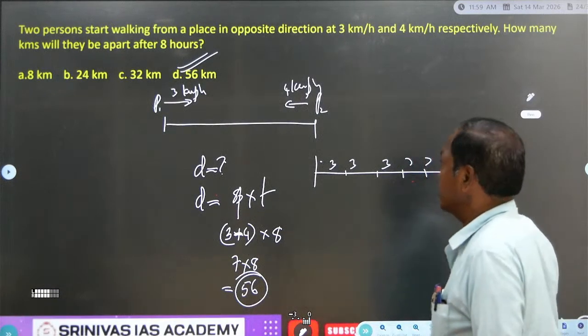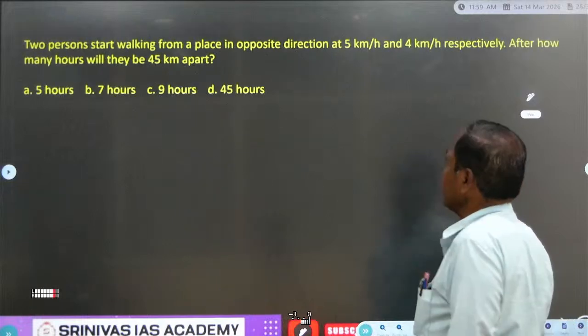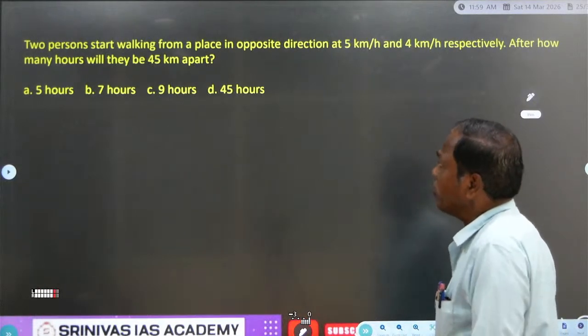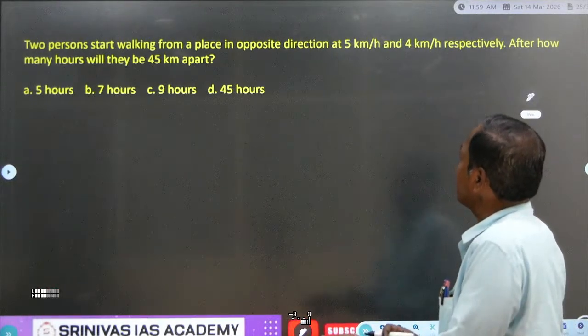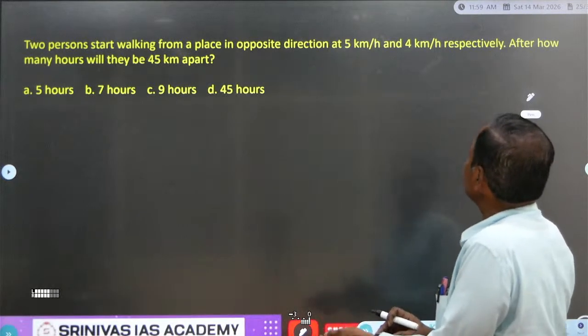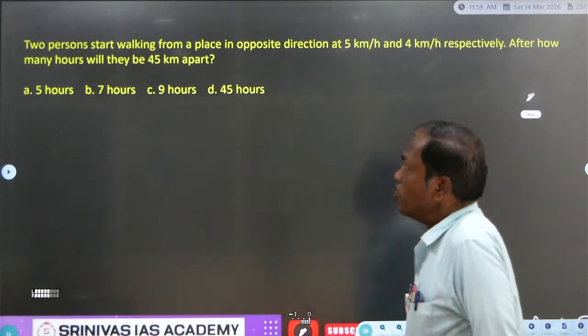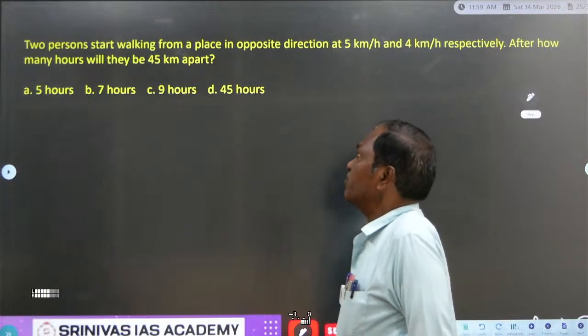Okay, 56 is right. Yes, next one. Two persons start walking from a place in opposite directions at 5 kilometers per hour and 4 kilometers per hour respectively. After how many hours will they be 45 kilometers apart?